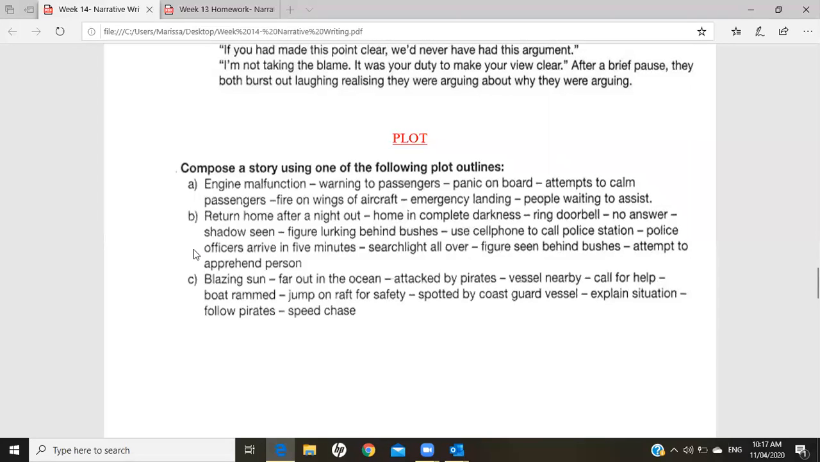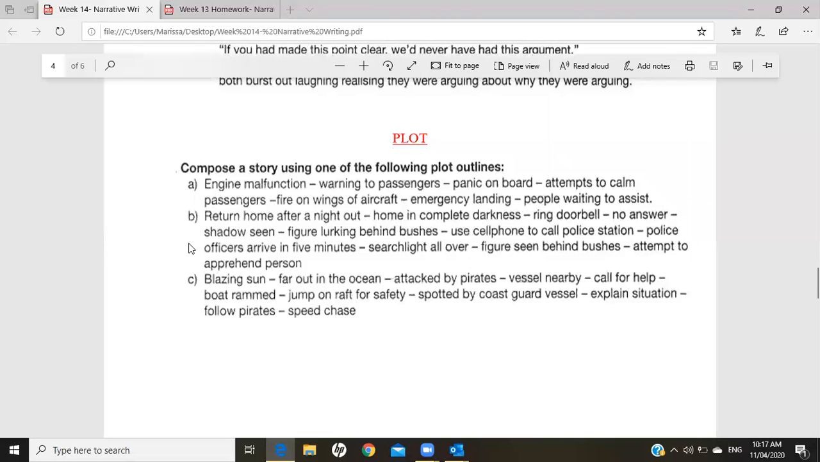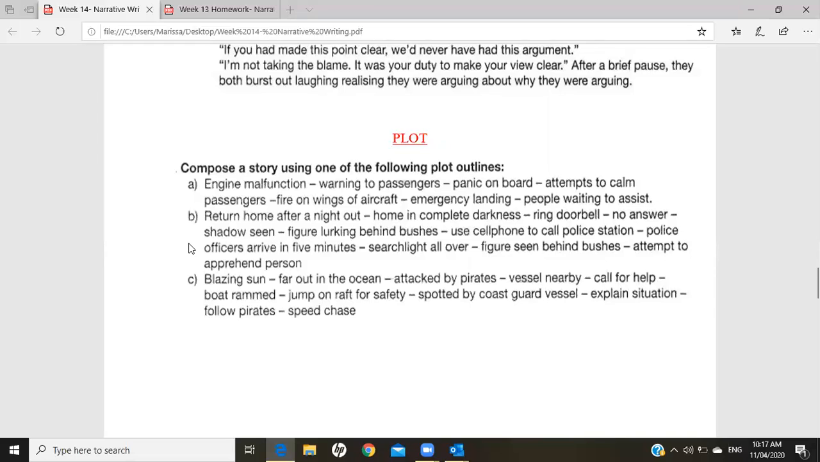Because sometimes we see in the movies a prank gone wrong. So it could be like a prank gone wrong. Maybe it was actually somebody in your family who was just hiding in the bushes trying to frighten you, but then you reacted and you called the police and the prank just went wrong.